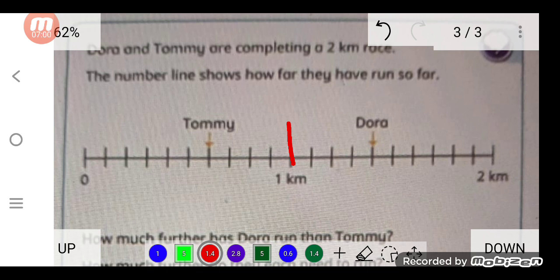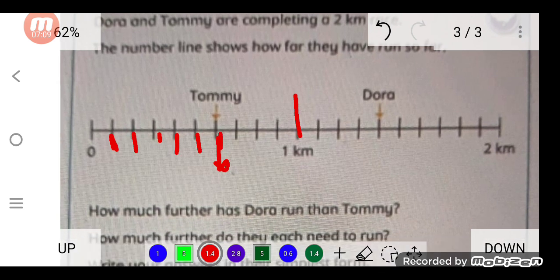So if you count here, 1 over 10, 2 over 10, 3 over 10, 4 over 10, 5 over 10, 6 over 10. So here, Tammy has completed 6 over 10.